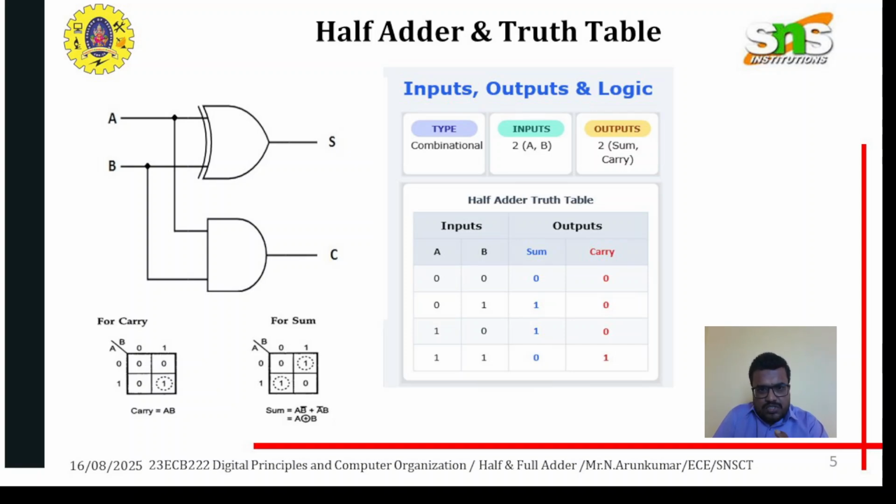After placing the numbers, we can write the expressions. Here A bar, and next one is A. The 0 is denoted by bar, so I make it A bar, and the next one is A, and likewise B bar and B. The corresponding row and column we need to write in the expressions. For example, here the one means we need to write A bar into B, and the other is A into B bar. Like this, all the values come under the K-map table.